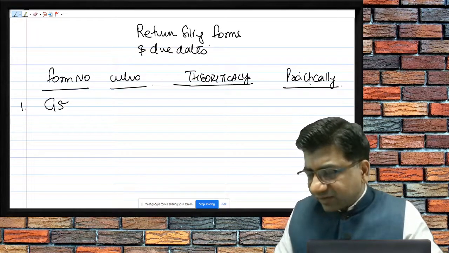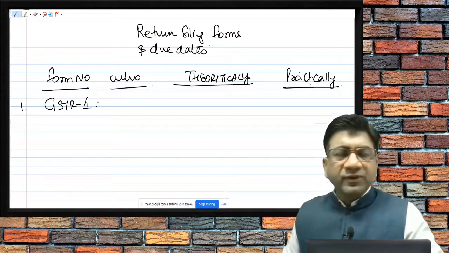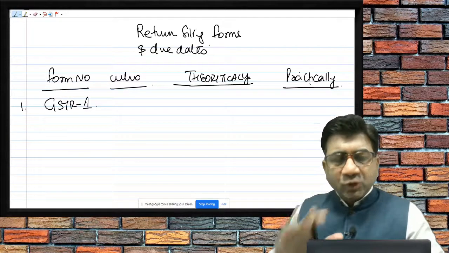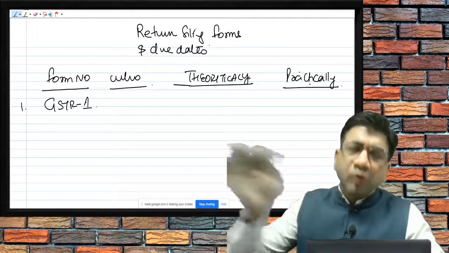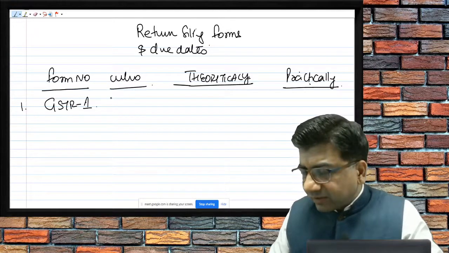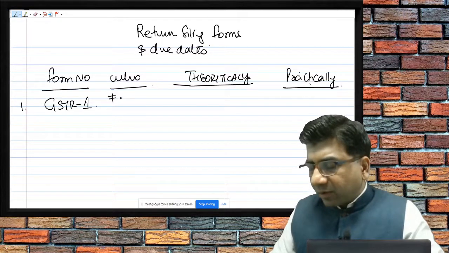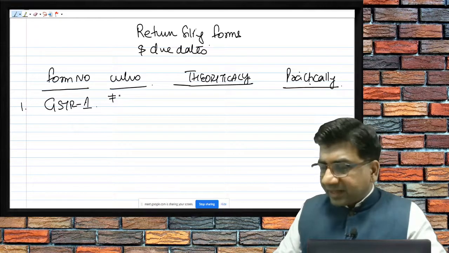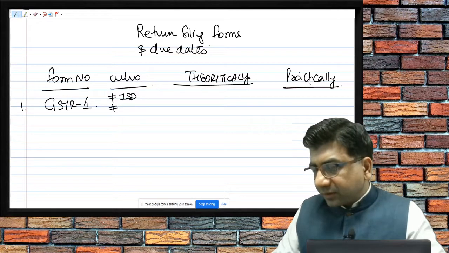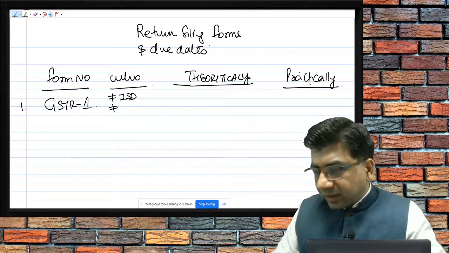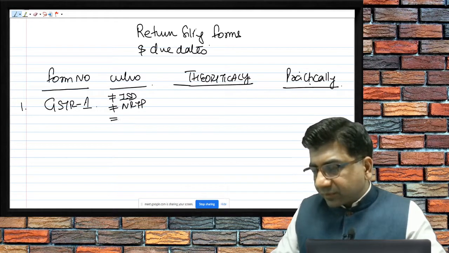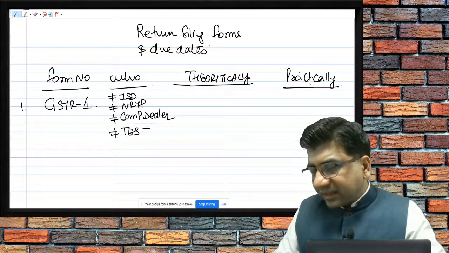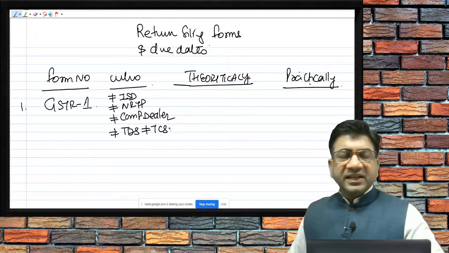And the GSTR 1, who was liable to be filing GSTR 1? It doesn't say who is liable to file. They only say who is not liable to file GSTR 1. Come on, tell me who is not liable to file GSTR 1? ISD, NRTP, composition dealer, and TDS and TCS.